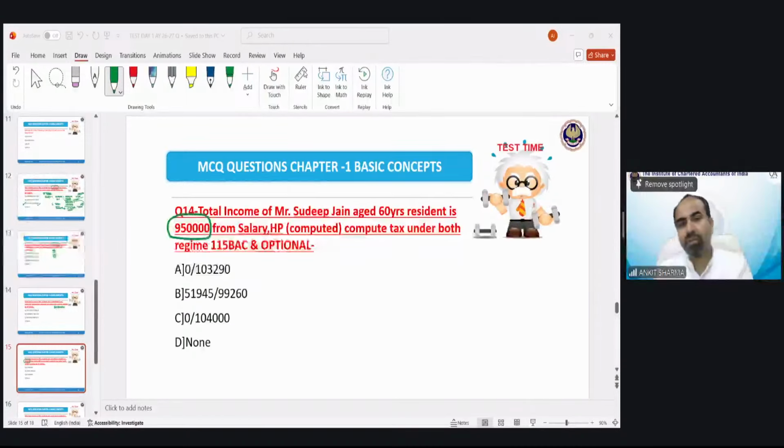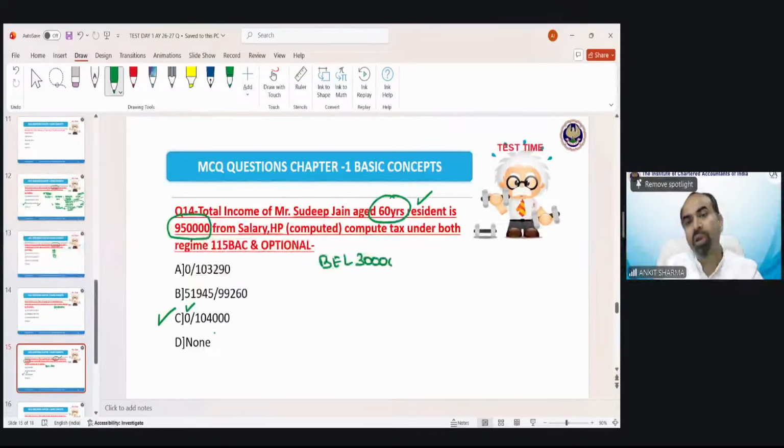So question number 14, correct answer is C. Because under the default tax regime, up to 12 lakh, there would be rebate. So the default tax regime would be 0. And in case of optional tax regime, you have to calculate tax because the age is 60 years, resident. So the basic exemption limit would be 3 lakh rupees. So up to 3 lakh rupees, there would not be any tax.